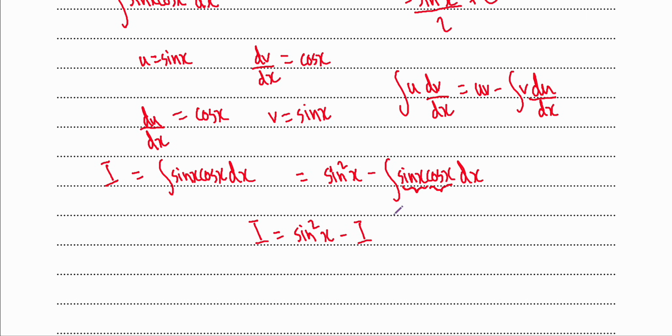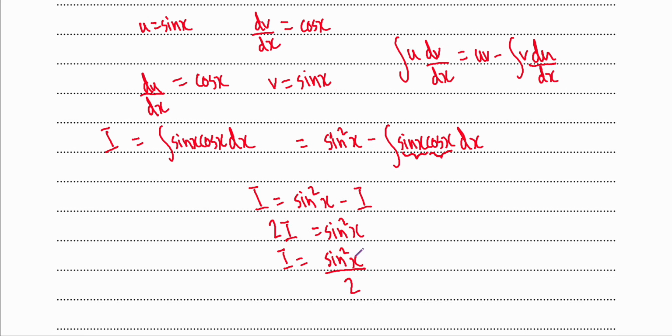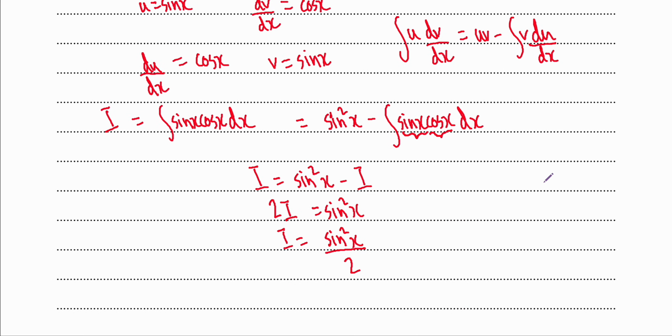So now all of that's gone away, so now we can rearrange it. So 2I is equal to sine squared of x. And then if you divide both sides by 2, we have I is equal to sine squared of x divided by 2. But what is I? I is the integral that we needed. I is equal to the integral of sine of x cos of x dx. So that means the integral of the sine of x times the cosine of x with respect to x is equal to the sine squared of x divided by 2 plus c, of course, always.